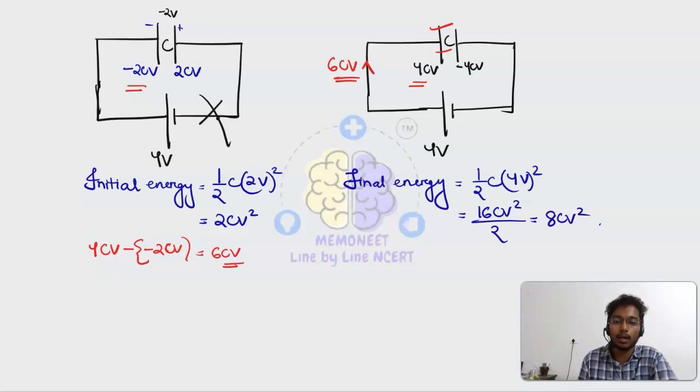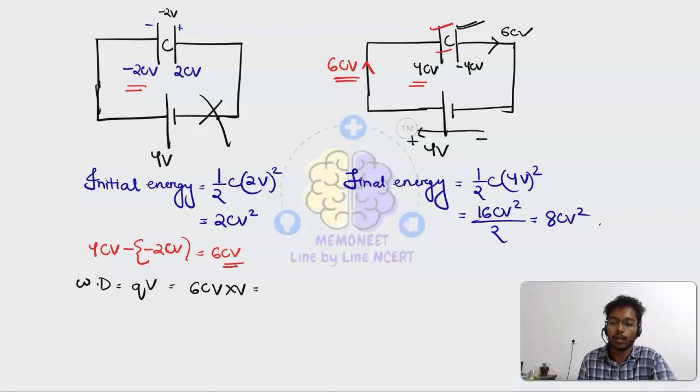So for that, the 6CV charge from this plate must have traveled out, must have emerged out through the battery. So it is going from the negative plate to the positive plate. It means the battery is giving out the energy. So we have work done equal to q into v. So how much charge? That is 6CV into V, sorry, it is not V, it is 6CV into 4V.